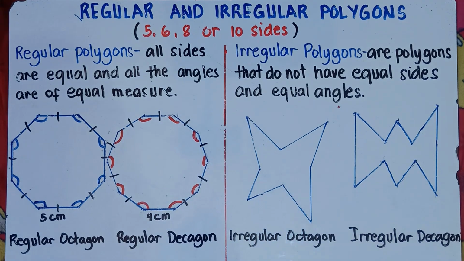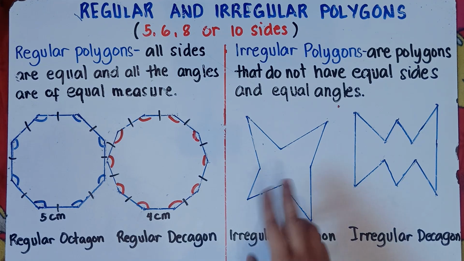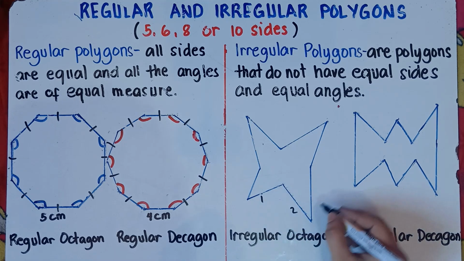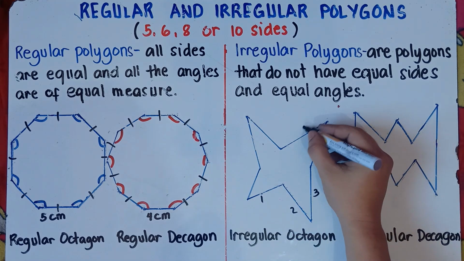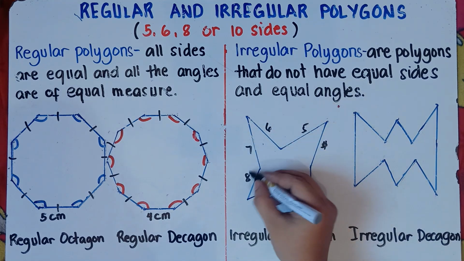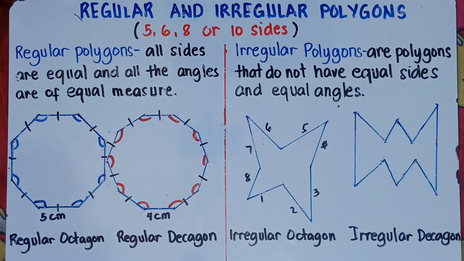Now for this one, class, we have an octagon. It has 8 sides. So let's count the number of sides. 1, 2, 3, 4, 5, 6, 7, then 8. The 8 sides are not congruent, and the angles are not congruent either. So we call that an irregular octagon.